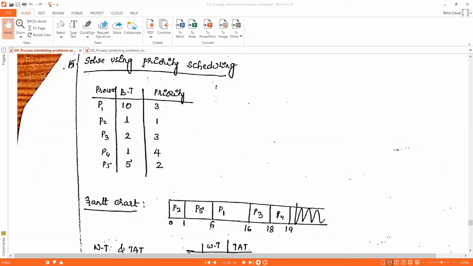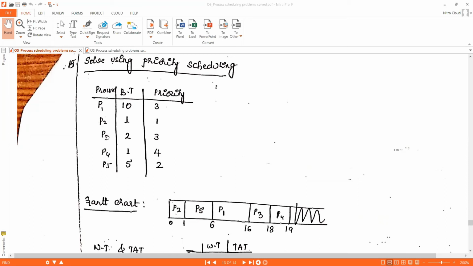At clock time 6 milliseconds, the CPU starts executing process 1. What is the burst time for process 1? It is 10 milliseconds. The CPU will execute process 1 for 6 plus 10, that is until clock time 16 milliseconds. The CPU completes execution of process 1 at 16 milliseconds. Again the CPU becomes free.